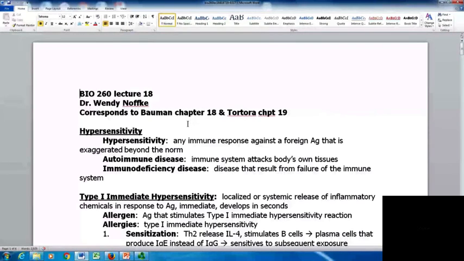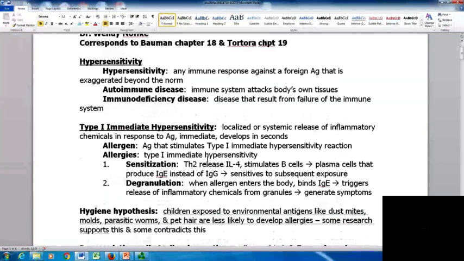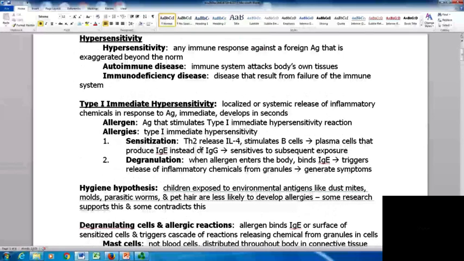Hypersensitivity is any immune response against a foreign antigen that is exaggerated beyond what is normal. So this will also include autoimmune diseases where the immune system attacks the body's own tissues. And in this section, we're also going to look at immunodeficiency diseases that result from failure of the immune system to function properly. So type 1 immediate hypersensitivity is going to be either localized or systemic release of inflammatory chemicals in response to an antigen.